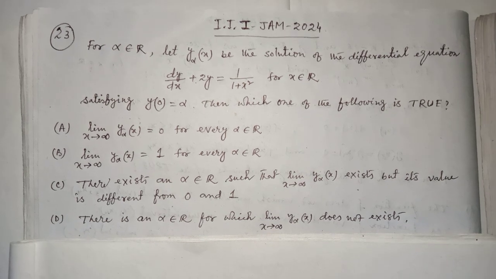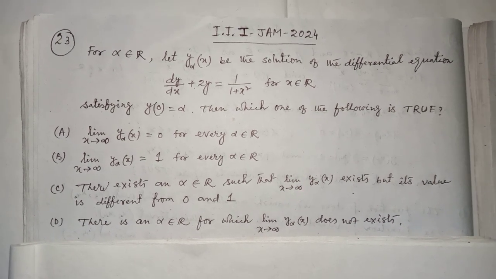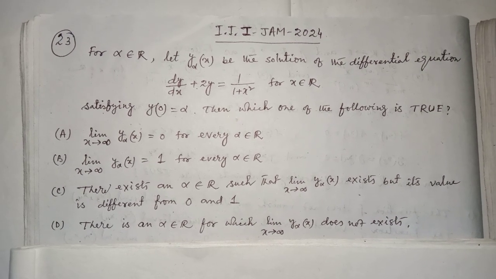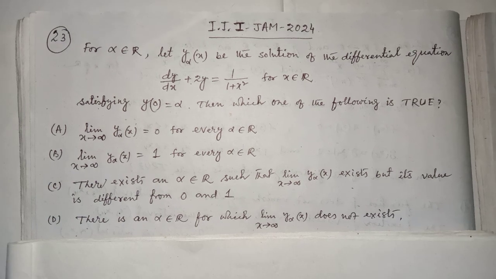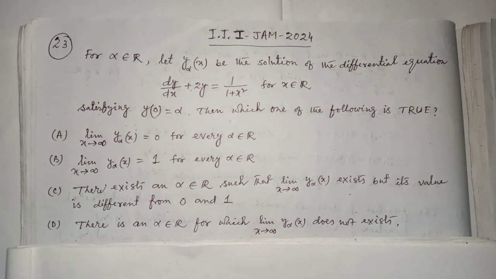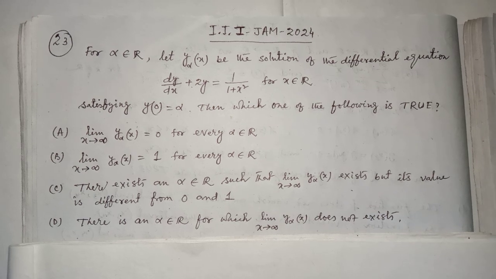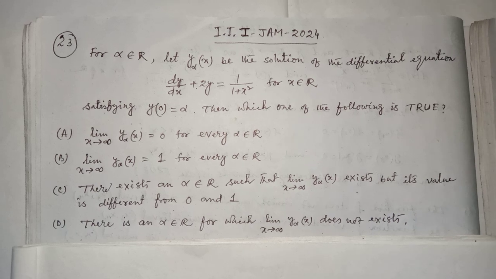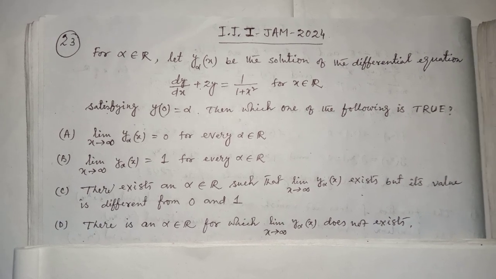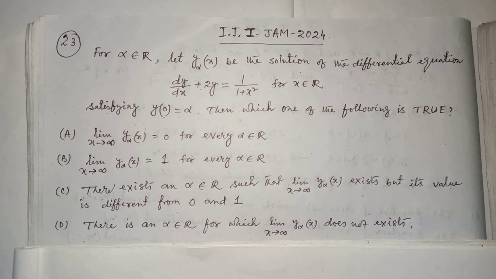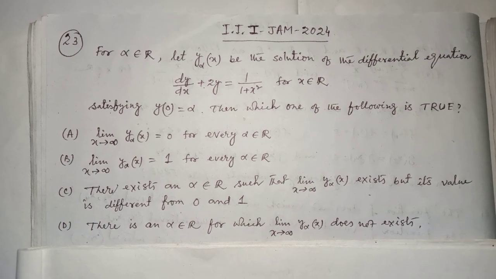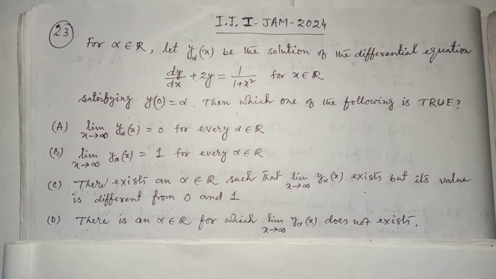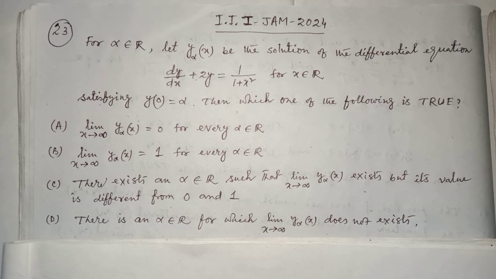Dear students, now we solve question number 23 from the question series of IIT JAM 2024 mathematics question paper. The question is, for alpha belongs to R, the set of real numbers, let y alpha x be the solution of the differential equation dy by dx plus 2y is equal to 1 by 1 plus x square for x belongs to R, satisfying y of 0 is equal to alpha. Then which one of the following is true?